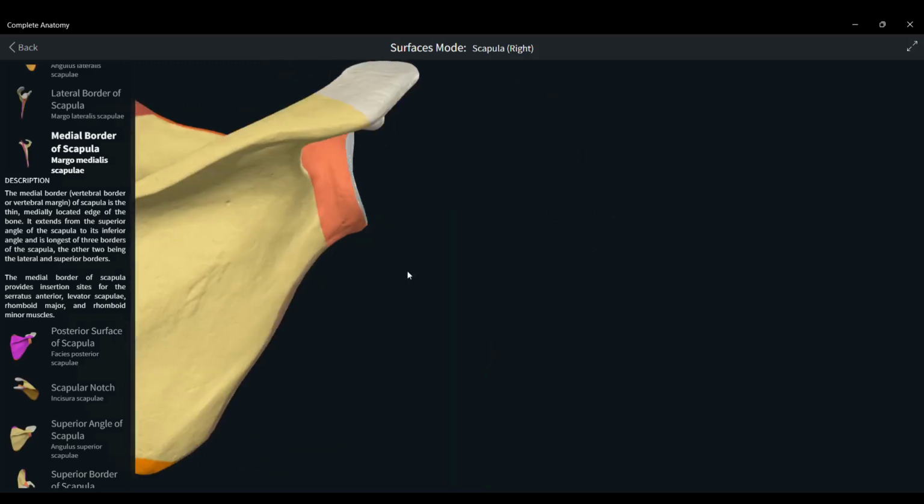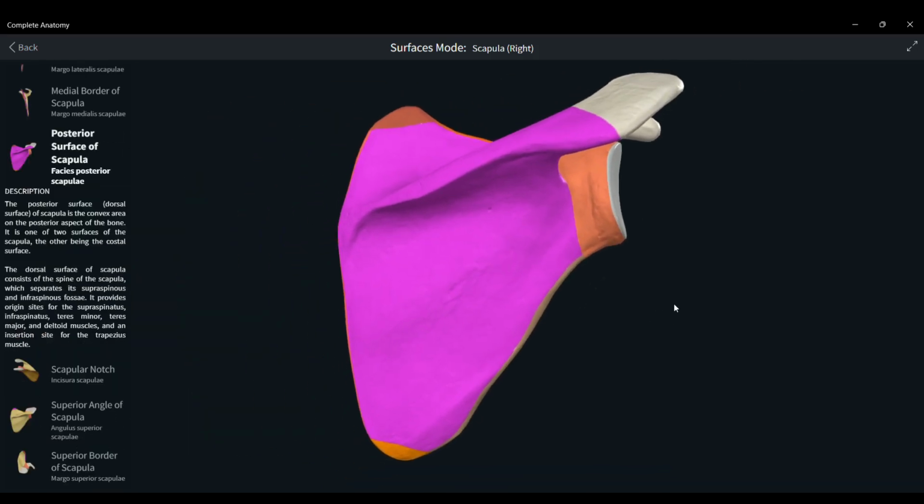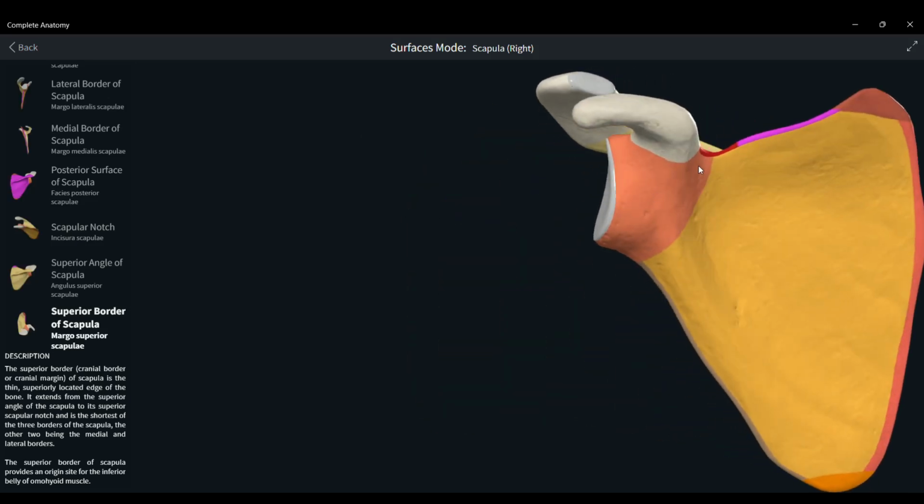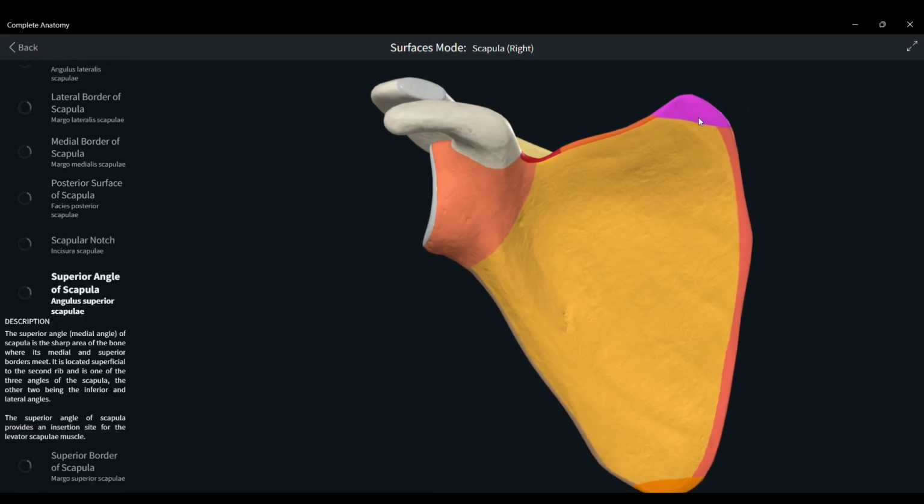Now let's turn to the posterior surface of the scapula. This is divided by the scapular spine into 2 regions. Above is the supraspinous fossa, and below is the infraspinous fossa. Next, let's look at the superior border of the scapula. On its medial part there is a deep notch, the scapular notch. Lateral to this arises the coracoid process. Finally, the superior angle is located here, the upper endpoint of the medial border.